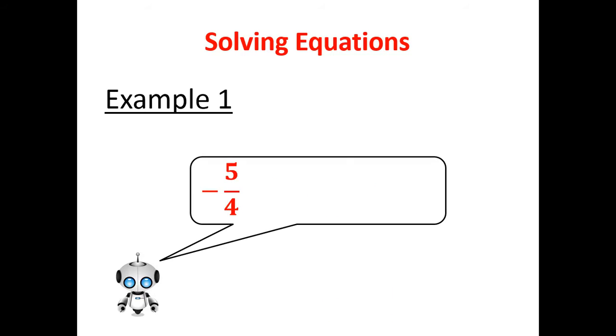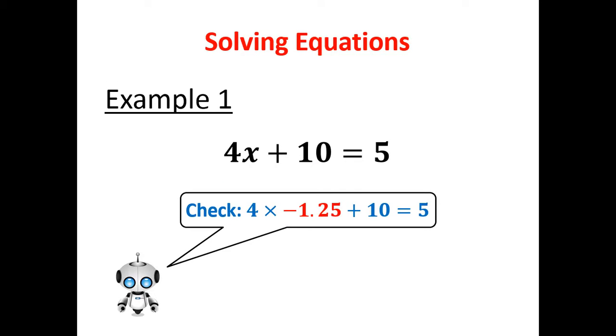Now you can write your answer as negative 5 quarters, or you might choose to change your answer into a mixed number of negative 1 and 1 quarter, or you might even change your answer into a decimal, negative 1.25. All 3 of those answers are acceptable. A quick check, 4 times negative 1.25 plus 10 more does make 5.